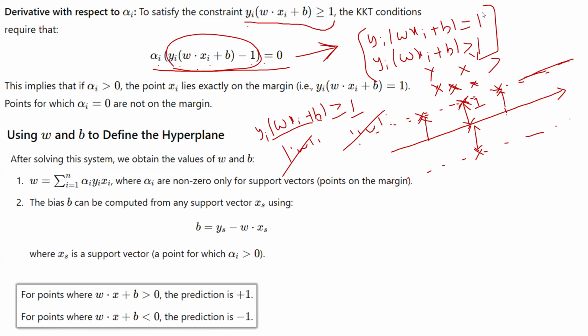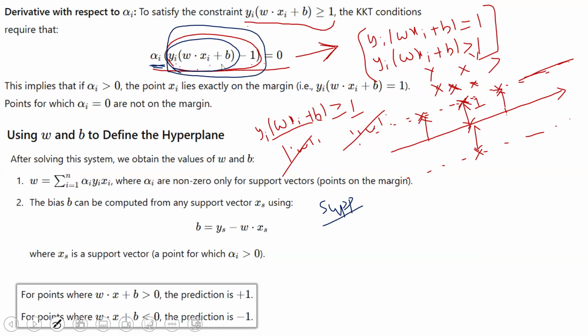Now, let's break this down and find out this term for support vectors. We know that for support vectors, this is equal to 0. For support vectors, yi(w·xi + b) is equal to 1, right? So the whole term becomes 0.